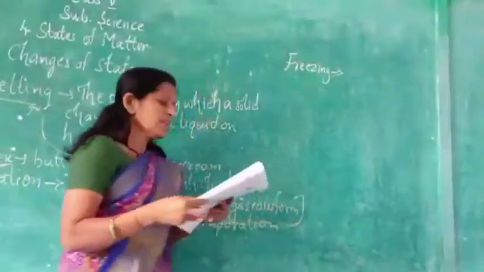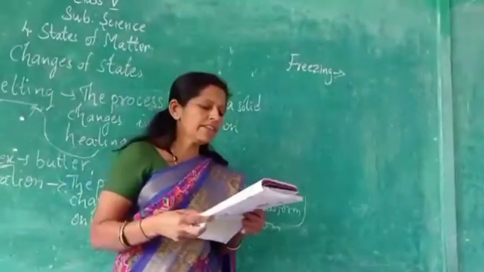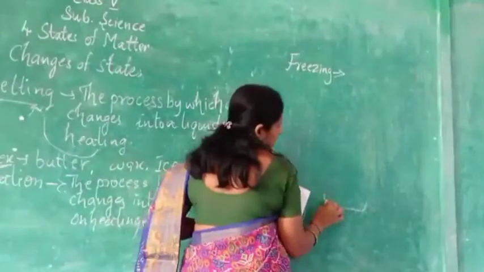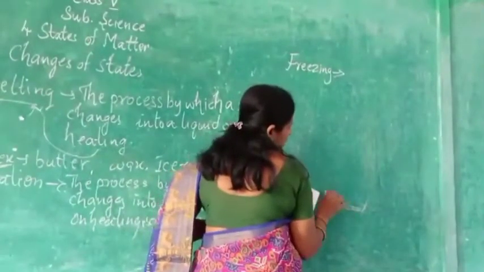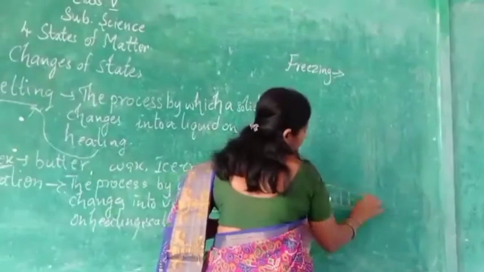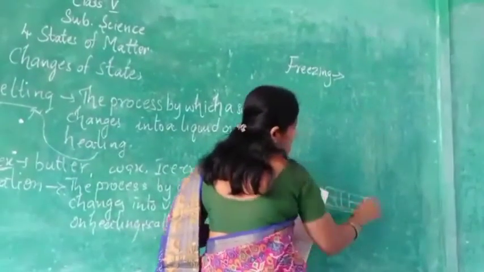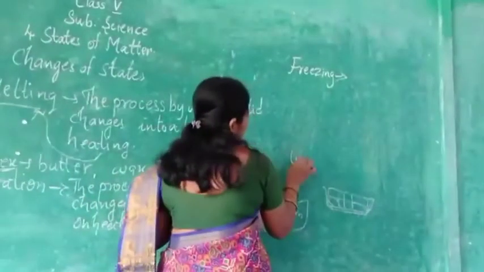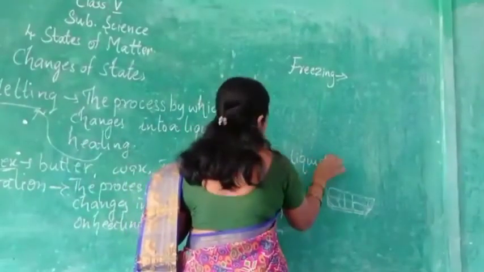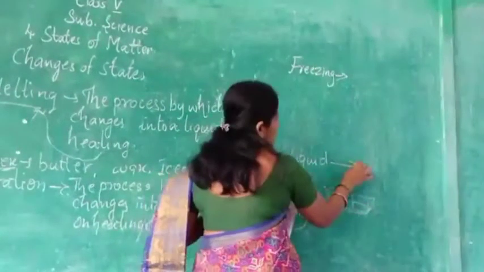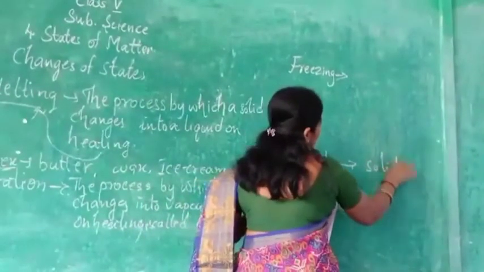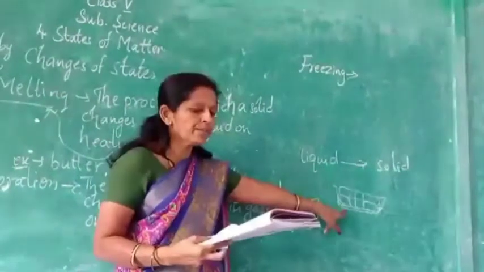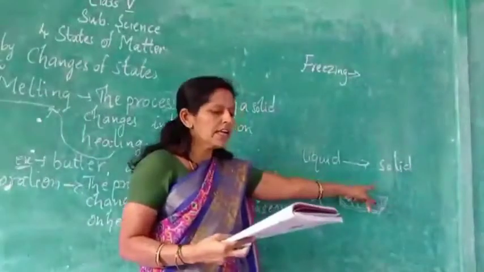Freezing. See here, when a liquid is cooled, I have taken the ice tray and poured some water into it. This is the ice tray. I poured water, and then I have got the liquid. Then it turns into a solid. How it came to solid, we will see. When a liquid is cooled, it freezes into a solid.